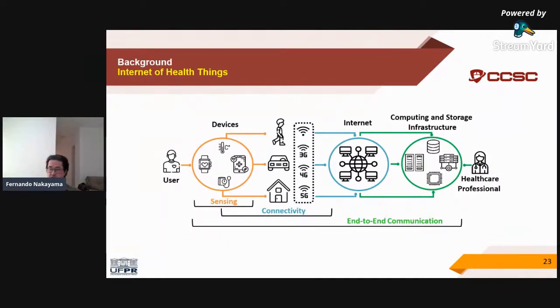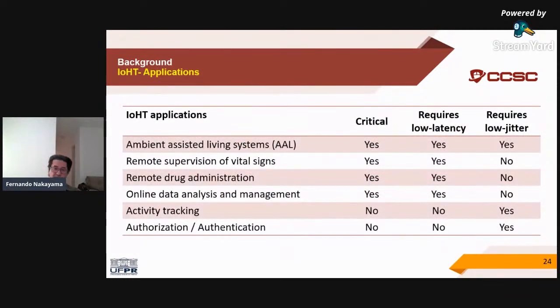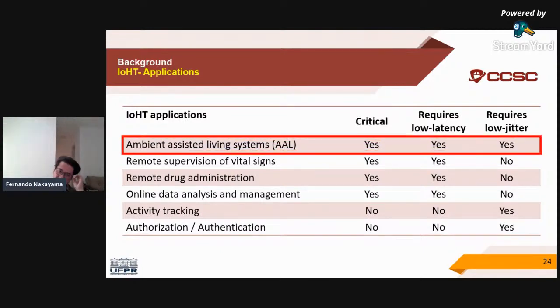and storage infrastructure. We have also classified the IOHT applications considering the level of criticality, meaning that the most critical and demanding applications considering communication should be prioritized. Let's take, for instance, the Ambient Assisted Living System, or AAL. They involve life-threatening situations, so we consider them critical applications. Some of the applications in AAL require low latency because of the urgency in transferring health-related warnings, for instance.